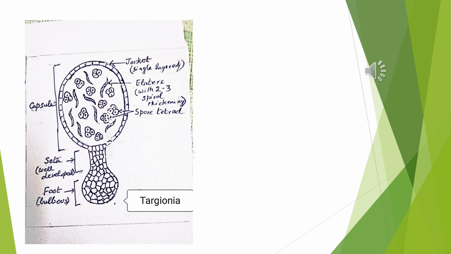Diagram of Targionia sporophyte, longitudinal section. It consists of, from top to bottom, 1. capsule, 2. comparatively well-developed seta, 3. bulbous foot. The capsule has a single-layered jacket on the outer side and elaters with thickening and spore tetrads within. Since half of the endothelial cells give rise to elaters, you can add 3 more elaters in the diagram.